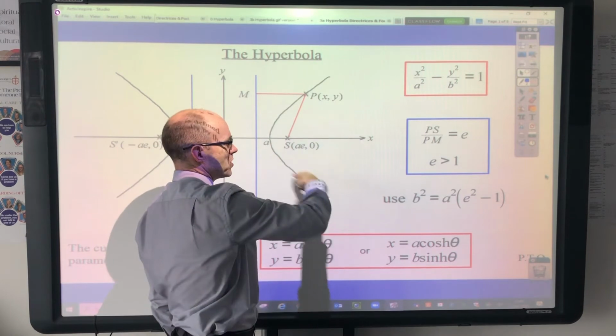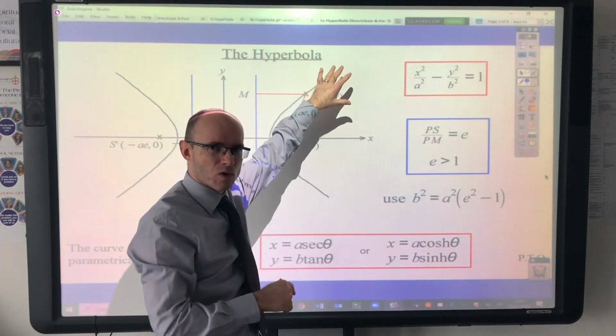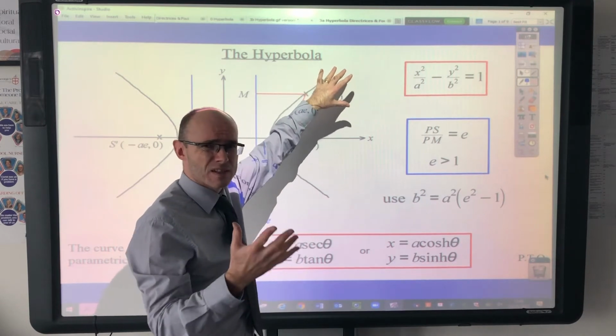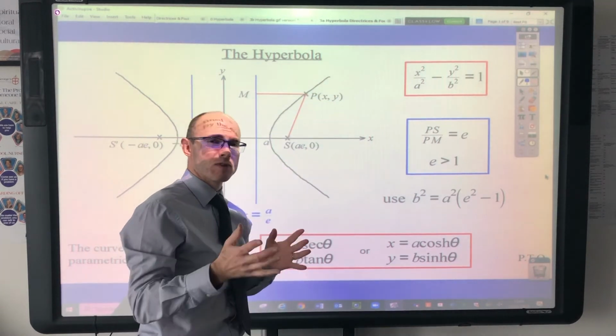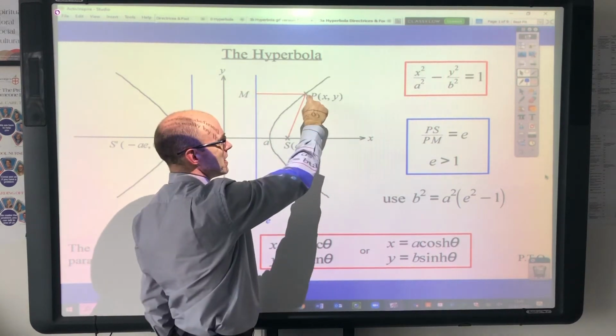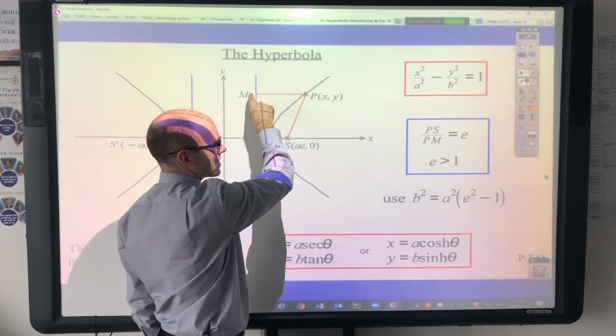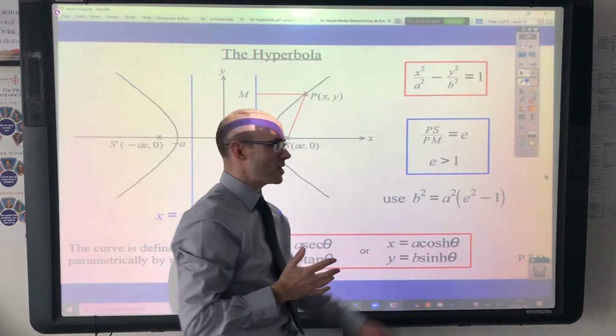I've chosen this branch of the curve here, up here, because I generally prefer things in the top right quadrant because everything's positive. Keeps things simpler. So we're talking about the relationship between any point on the curve, the hyperbola, the distance between that point and the focus, and the distance between that point and the directrix, that is related by this relationship between E.